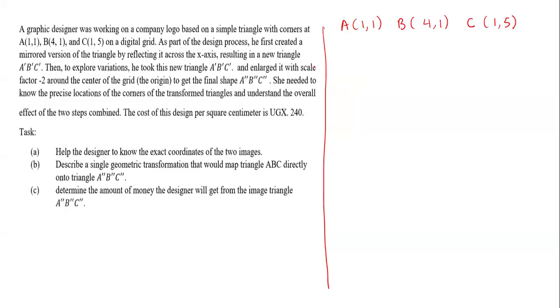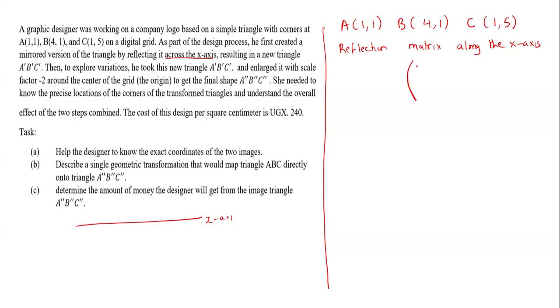Now, how are you going to start getting the marks? They told us that he first created a mirrored version by reflecting it across the x-axis. So we expect that you are going to first write for us the matrix of reflection along the x-axis. So I'm going to say the reflection matrix along the x-axis. Remember, I told you that the matrix, when it comes to the x-axis, is a matrix of this nature.